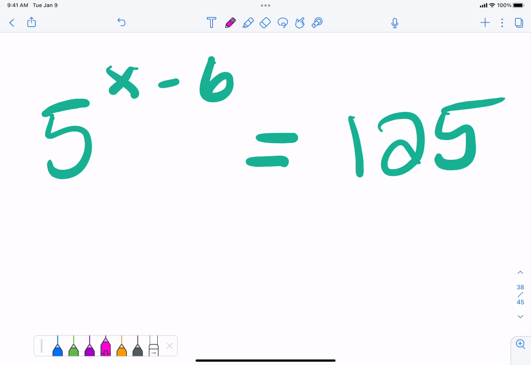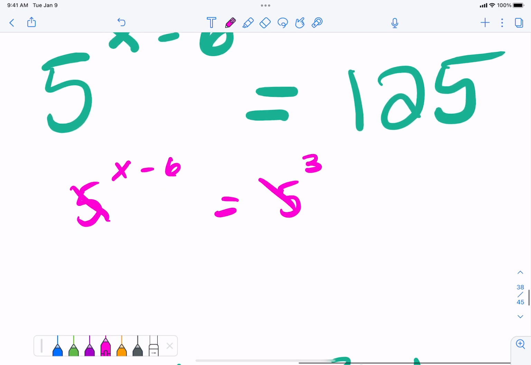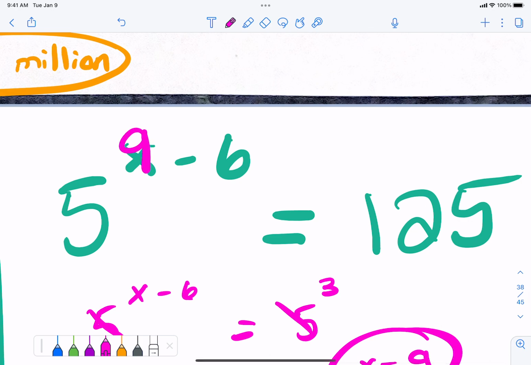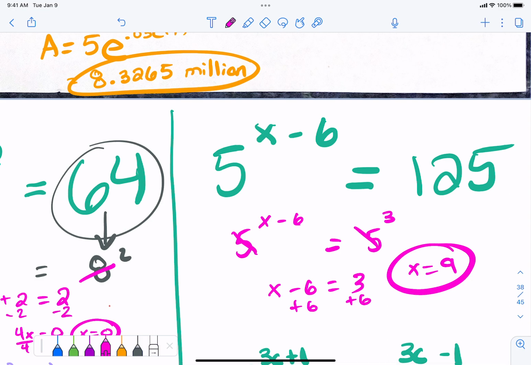All right, here we go. So the left side is going to stay 5 to the x minus 6. 125 is 5 to the third power. Then my 5's cancel, right? X minus 6 is equal to 3, and then you add the 6. 3 plus 6 is 9. Now, it would not be a bad idea to plug your answer back in, just to check it, right? If I take 5 to the 9 minus 6 power, do you get 125? Yes. So if you know that 5 to the 3 is 125, can't you just do what minus 6 equals 3?